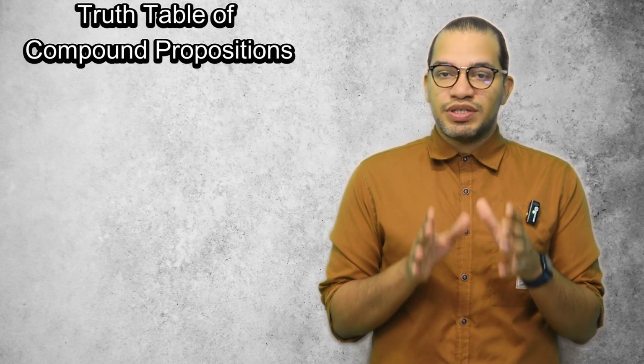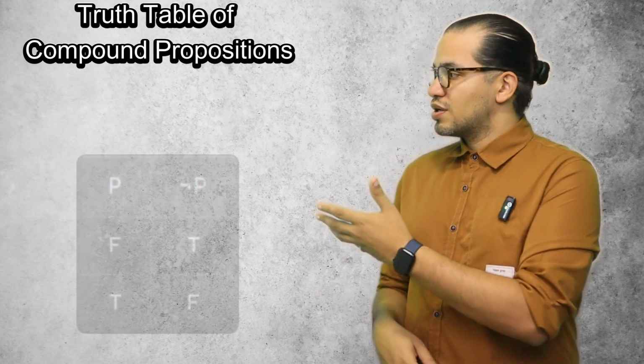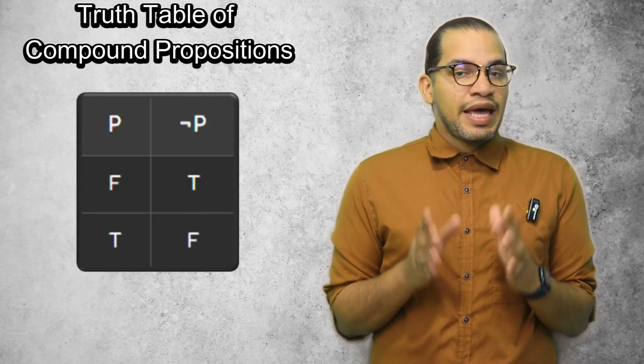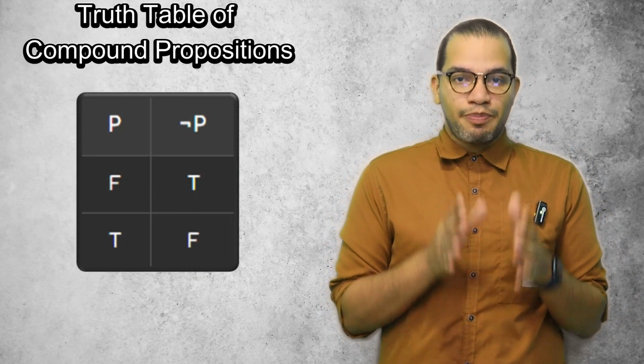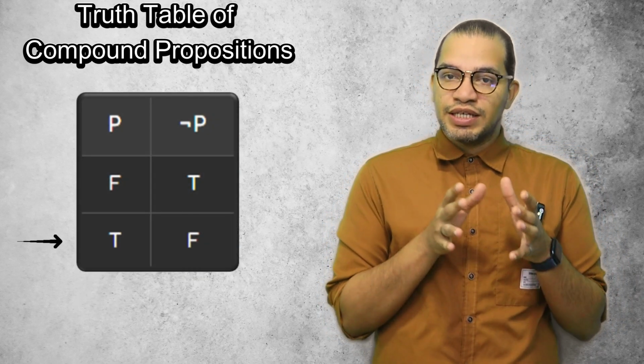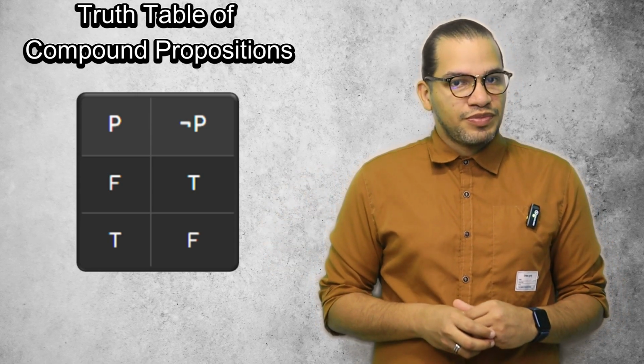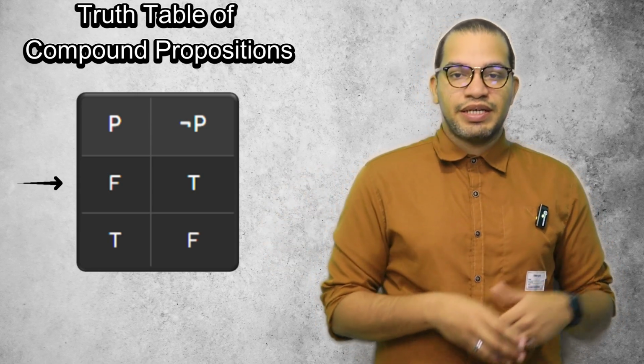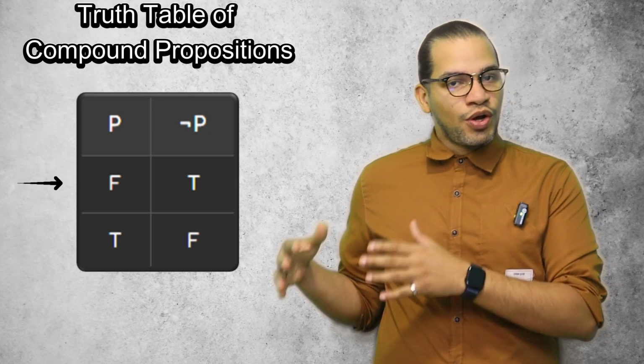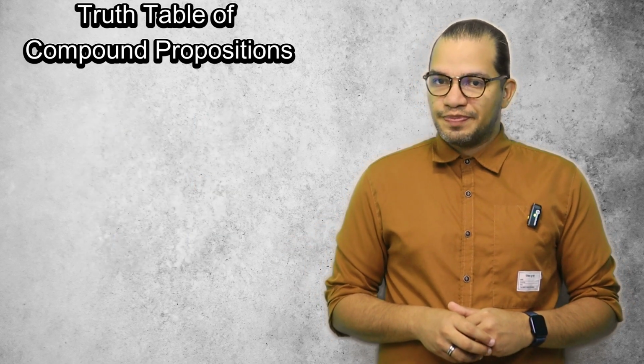Let us consider the truth table of negation. Here we have proposition P. If P is true, then not P is false. And if P is false, then not P is true.